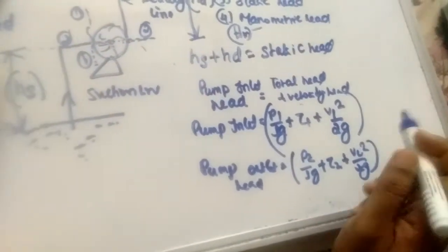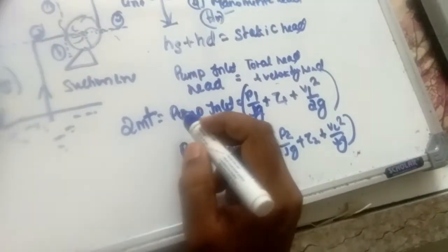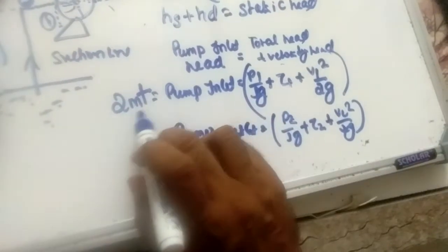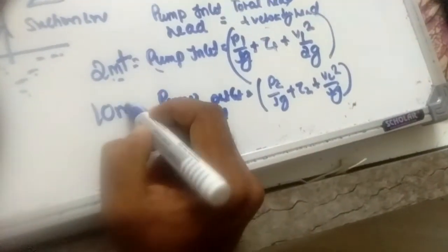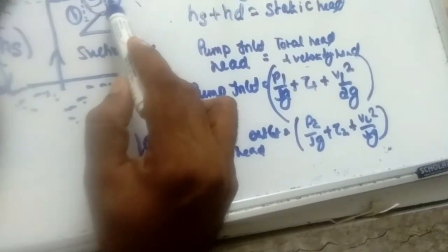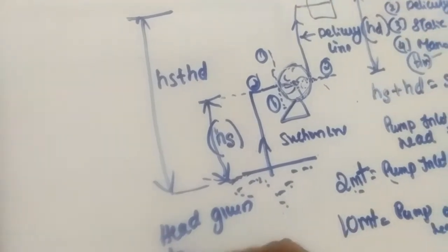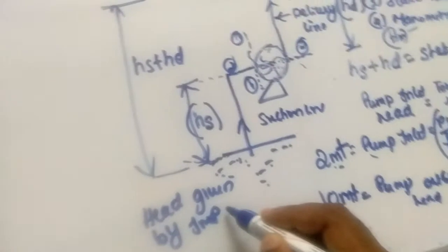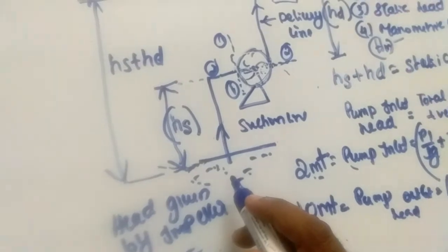If you add this up, we will get some value, say 2 meter of water. I am writing in terms of water. Suppose we get 2 meter head at the inlet, and at the pump outlet we get 10 meter. Now you tell me, what is the head given by the impeller?